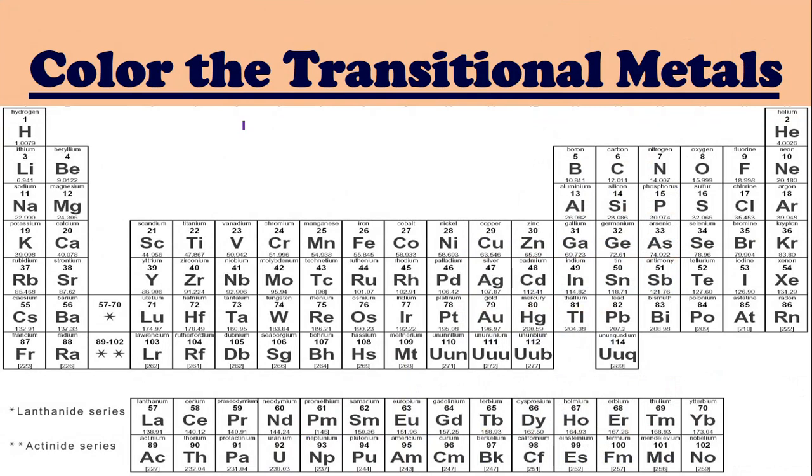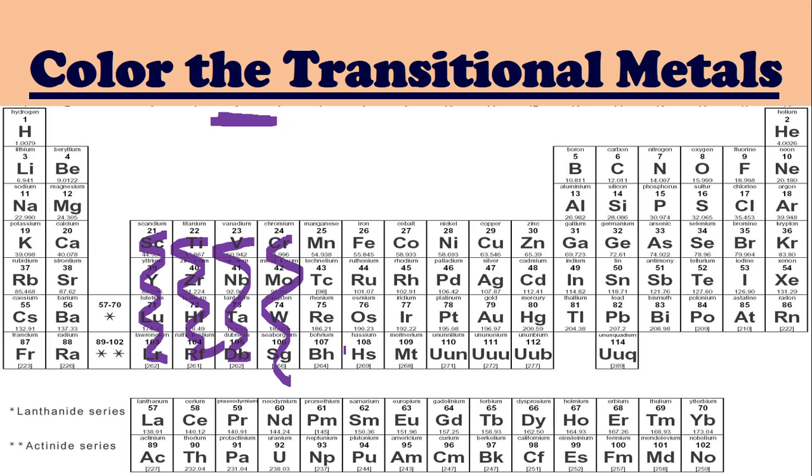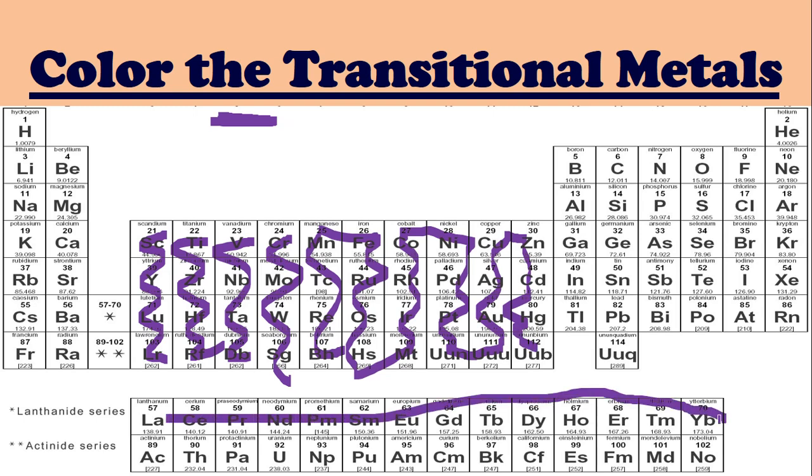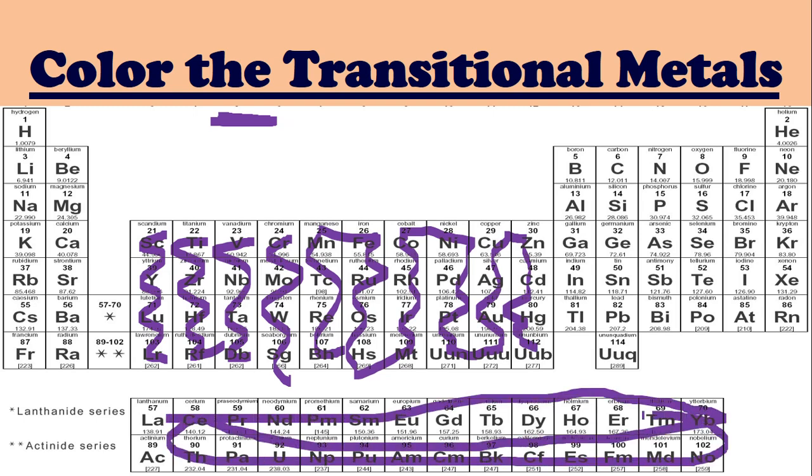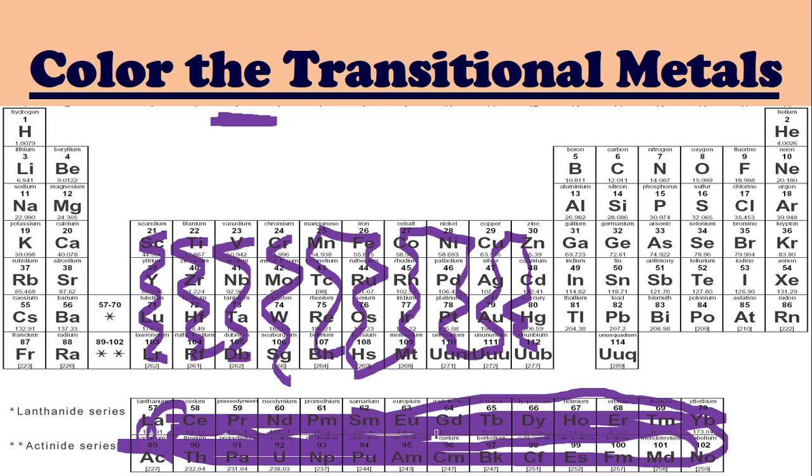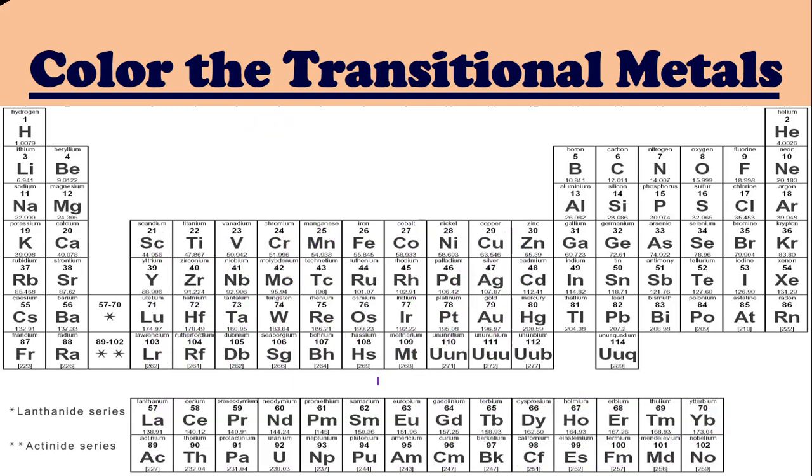So get your color. You want a good color here because you're going to do your little key and call it transitional metals. We have to color a lot here. All of these, and all the ones at the bottom down here, are your transitional metals. Pause the video real quick and color those, but I'm continuing on.